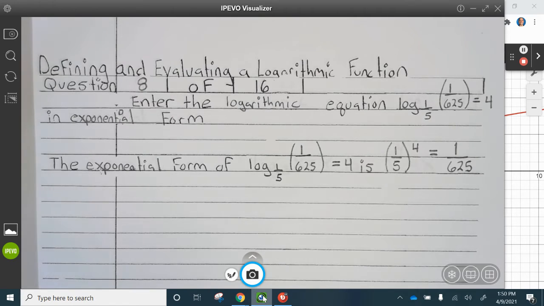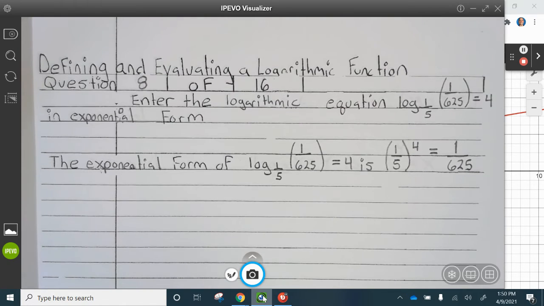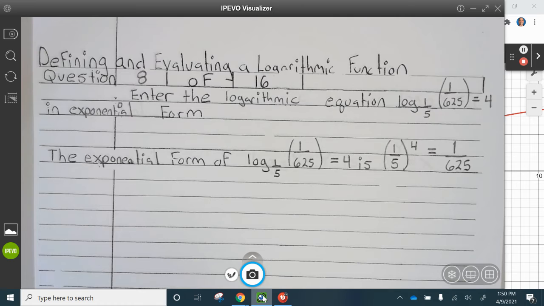All right, question 8 of 16. Enter the logarithmic equation log base 1 divided by 5 of 1 divided by 625 equals 4 in exponential form. The exponential form is 1 divided by 5 to the fourth power equals 1 divided by 625.